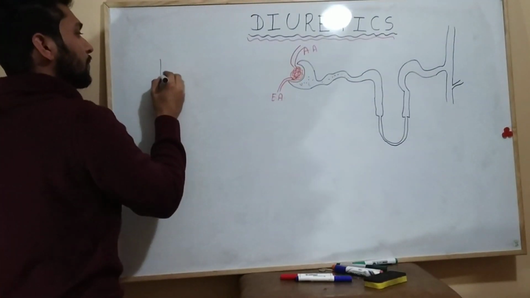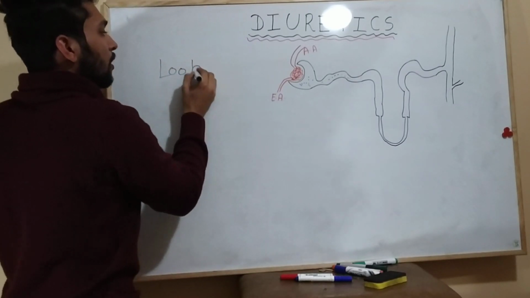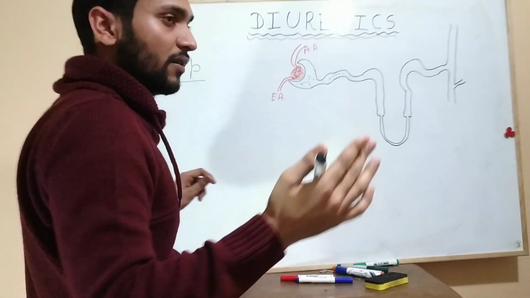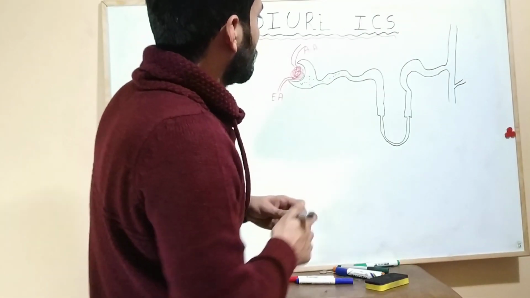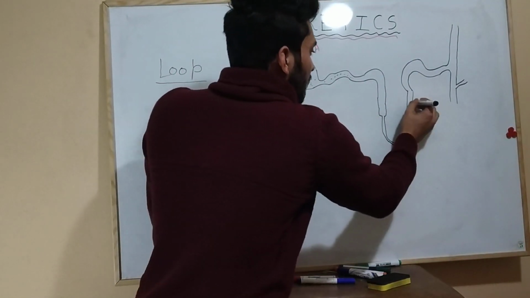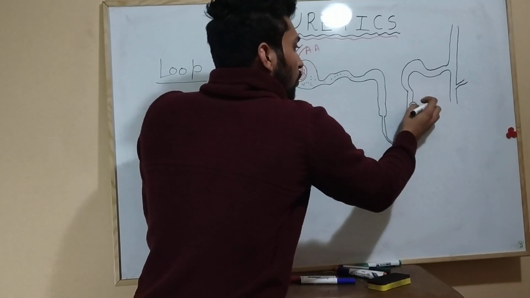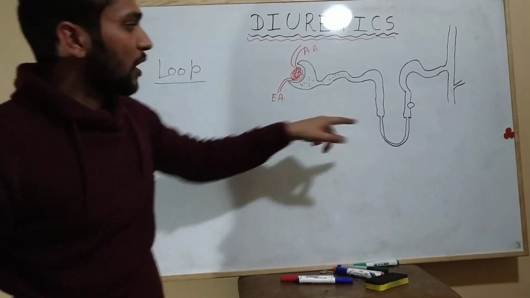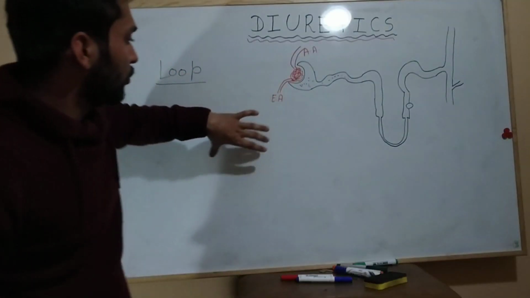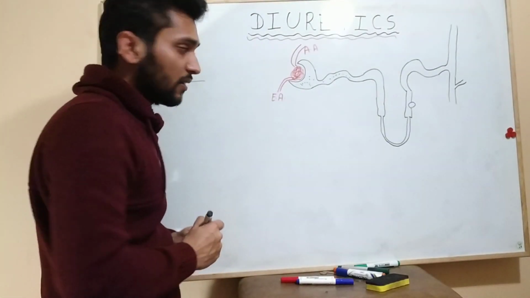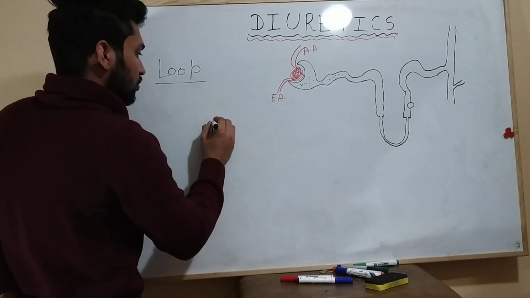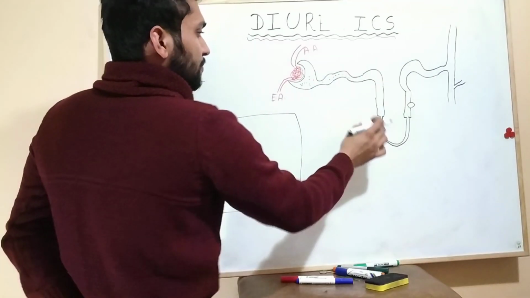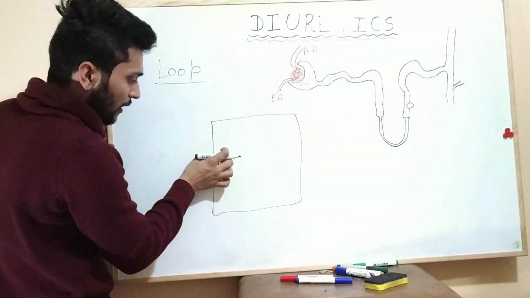So here, loop diuretics, and there are, I told, 4 drugs: furosemide, bumetanide, torsemide, and another one. Loop diuretics work mainly here, in the ascending loop of Henle. There is one transporter. I will take this part to make a big diagram so that I can clear it. So this is a transporter. I'm going to draw this transporter. This is a big transporter.